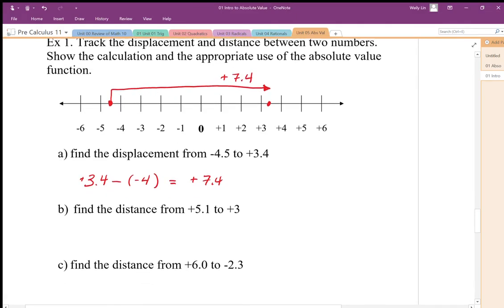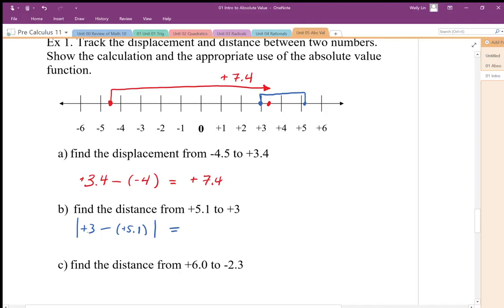The distance from positive 5.1, so again this is a location, so 5.1 is right about there, to positive 3 is right about there, so we're going to go in this direction. Now that is the displacement, but really we don't want displacement. For this one we just want the distance, so we just want to know how far apart those are. Okay, so it doesn't really matter if I do end minus start now, because in either direction we're going to take away, the distance will be the same, but the displacement is different.